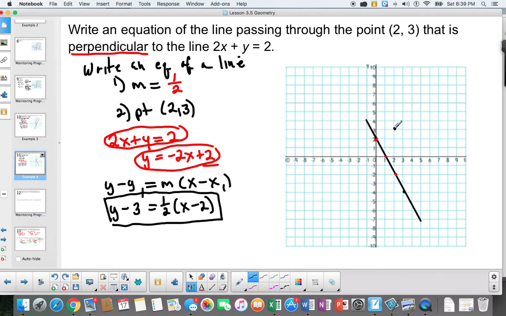Here's the point right here, 2, 3. And I want to have a slope of 1/2, up 1 over 2, or I could go down 1 over 2. And then I'm going to use my line tool. And there we go. That line that I found is perpendicular to the given line.